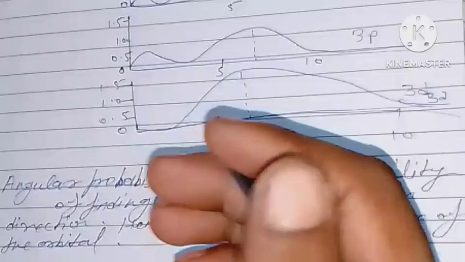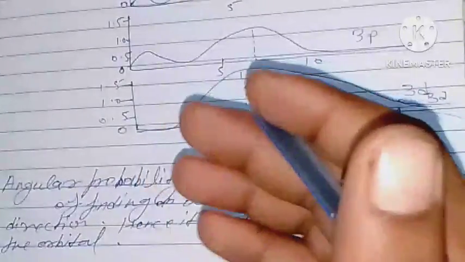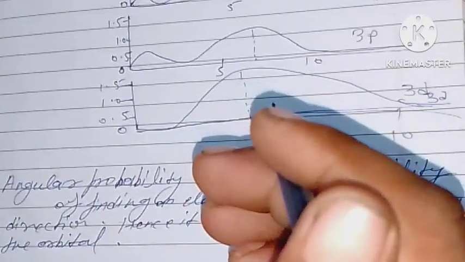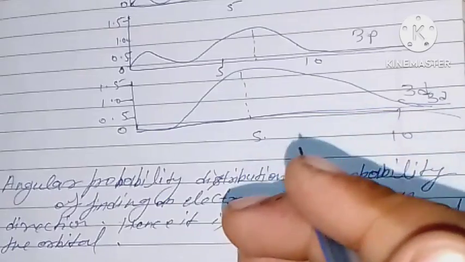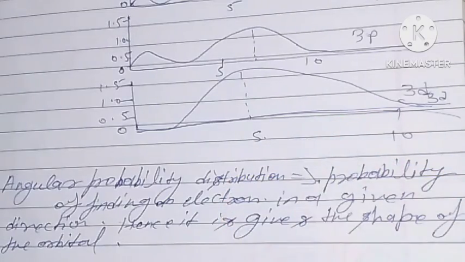The angular wave function is independent of the radius. If the square of the angular wave function is plotted, the sign becomes positive everywhere and the shapes of the orbitals are given.